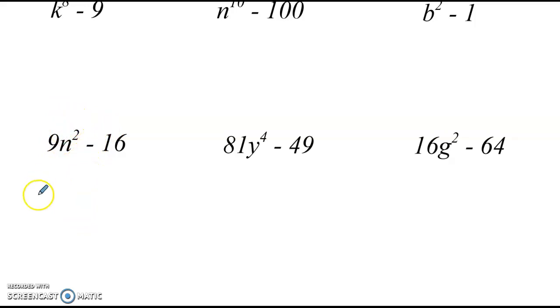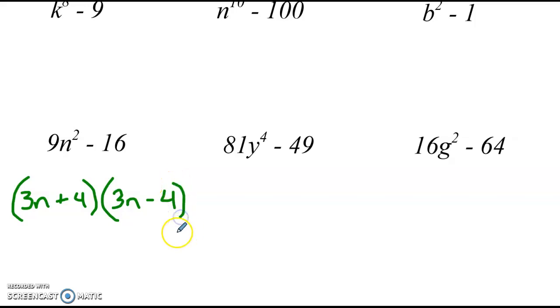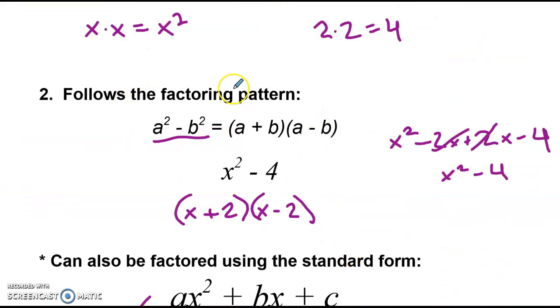So I take the square root of 9, which is 3. I take the square root of n squared, which is just n. And then we're going to take the square root of 16, which is just 4. And it follows that factoring pattern. So it's just going to be 3n plus 4 times 3n minus 4. So we'll look at a bunch of examples together when we meet this morning. But here you go. It's really just taking every single one of these binomials and following this factoring pattern here, where a squared minus b squared is equal to a plus b times a minus b.